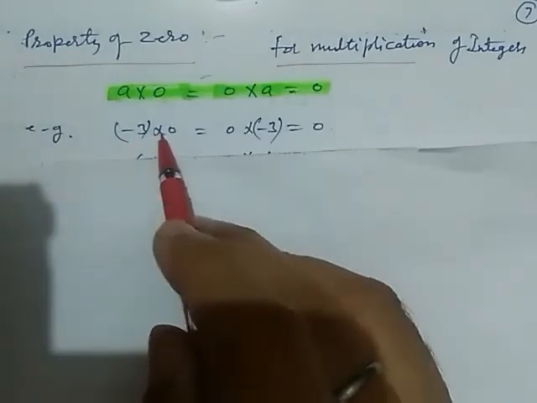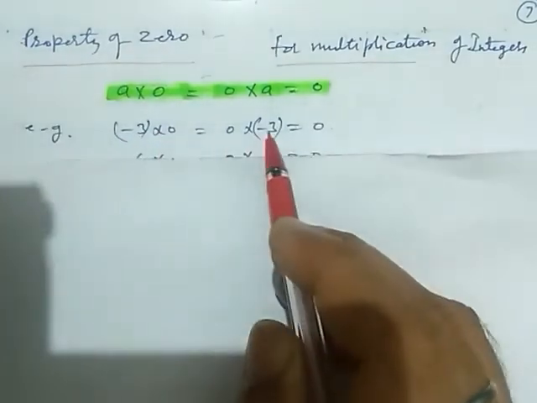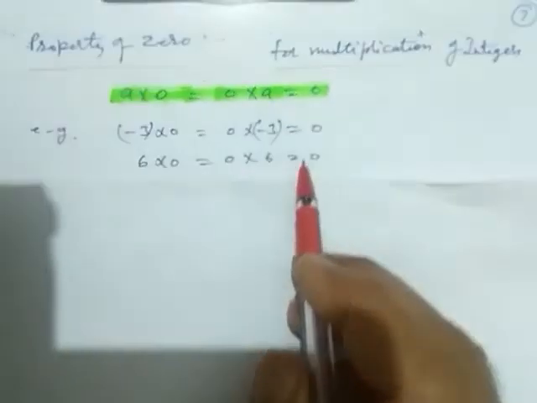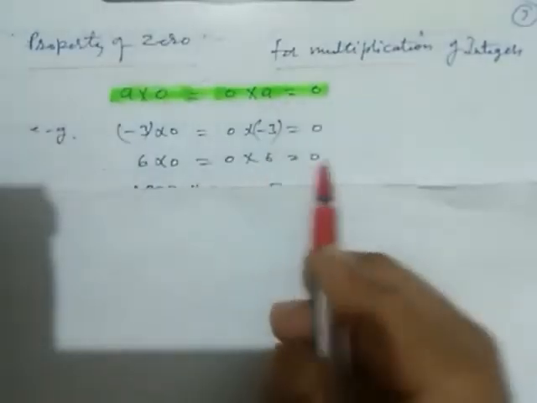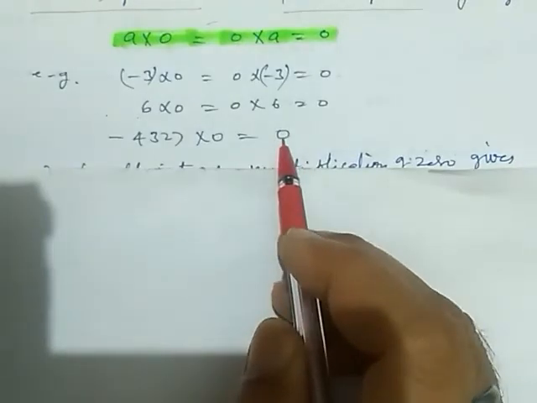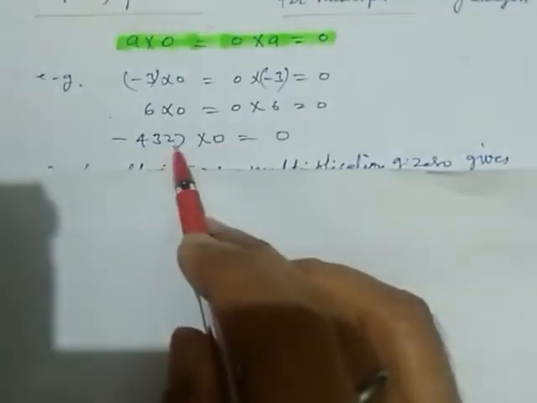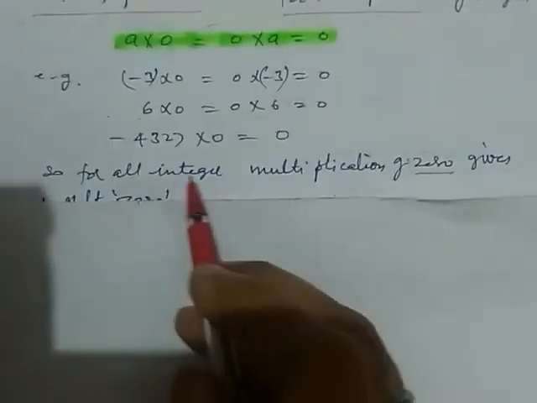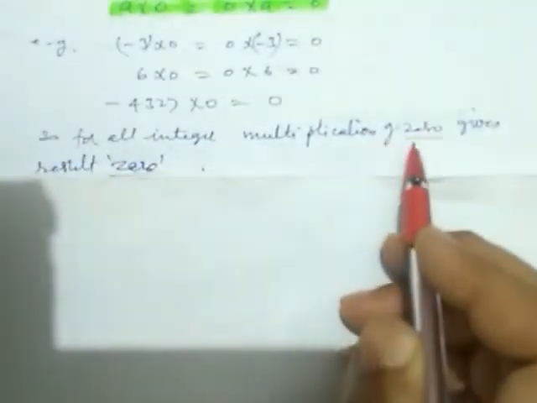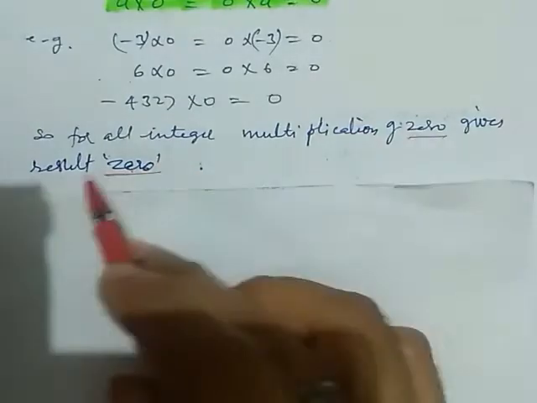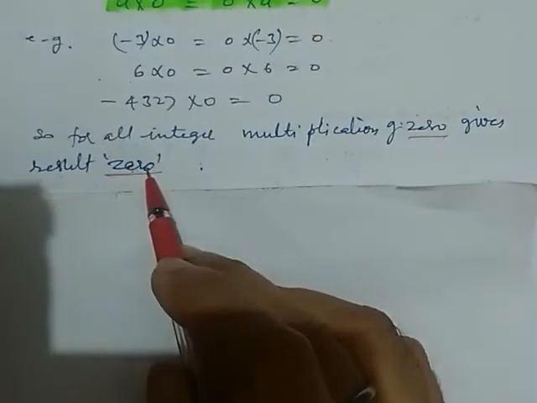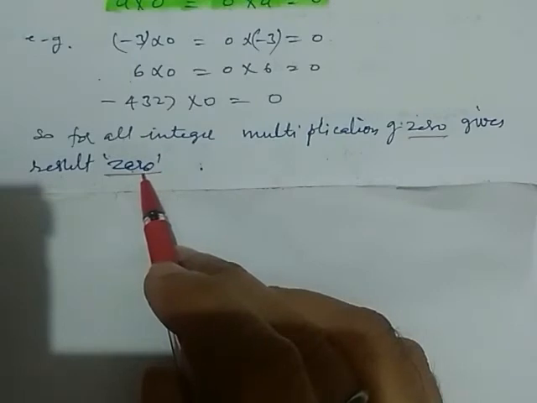We take an example: minus 3 into 0 equals 0 into minus 3 equals 0. 6 into 0 is also 0, and 0 into 6 is also 0. Now we take a big number: minus 4327 into 0 is also 0. In this way we can check that multiplying any number by 0 gives 0. So for all integers, multiplication by 0 gives the result 0.